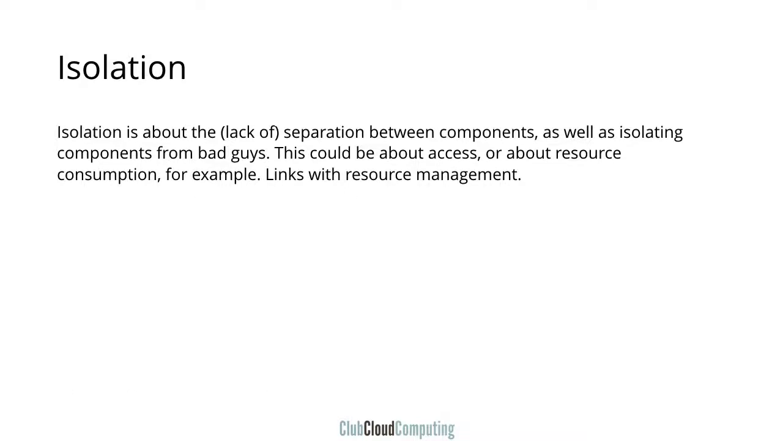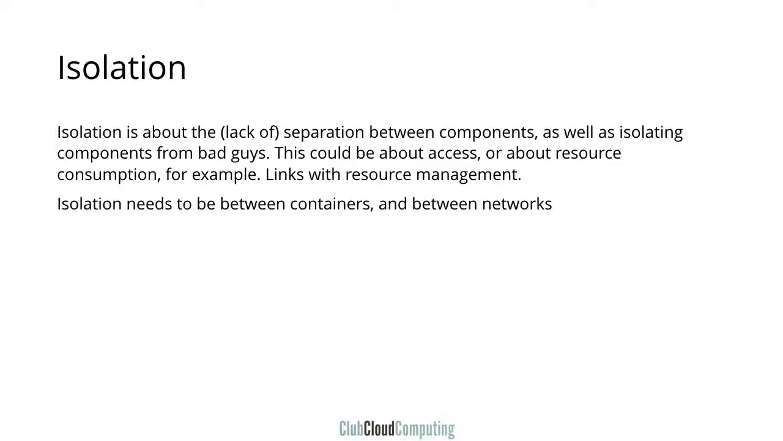Going on to the next area, isolation. So isolation is about how components are separated or not, as the case may be, from each other as well as from bad guys. And this is both on the access level, so can you access source code and can you access data, but it's also about resource consumption. Can you prevent one component from overcommitting or from overutilizing resources, starving one of the others? So there's a link with resource management there.